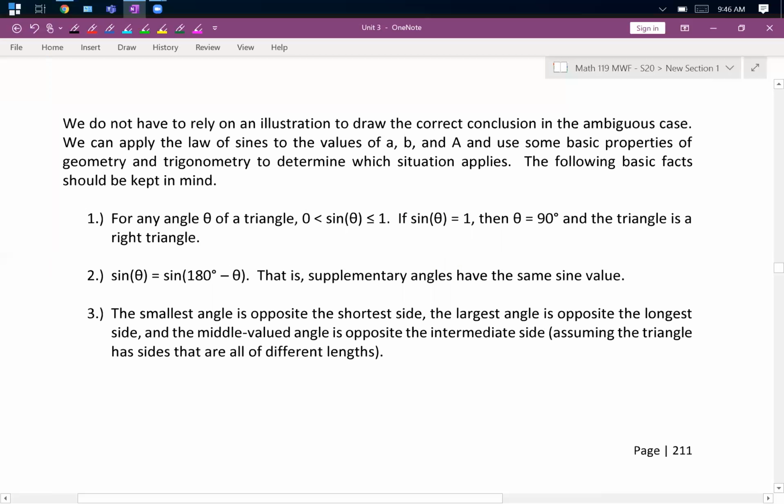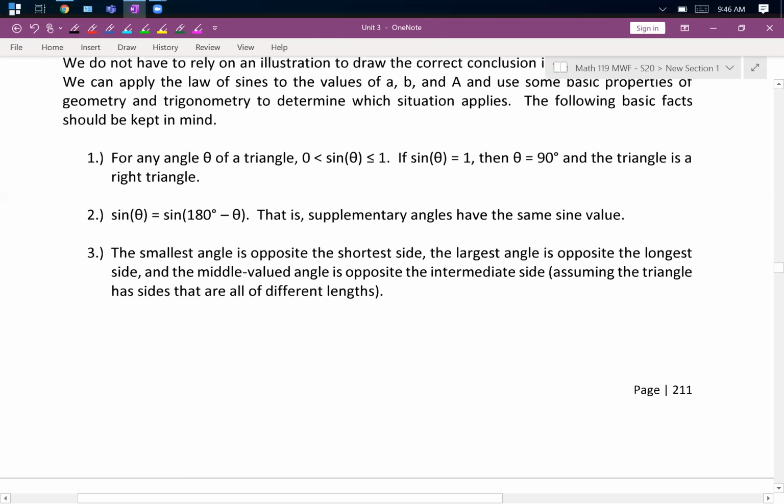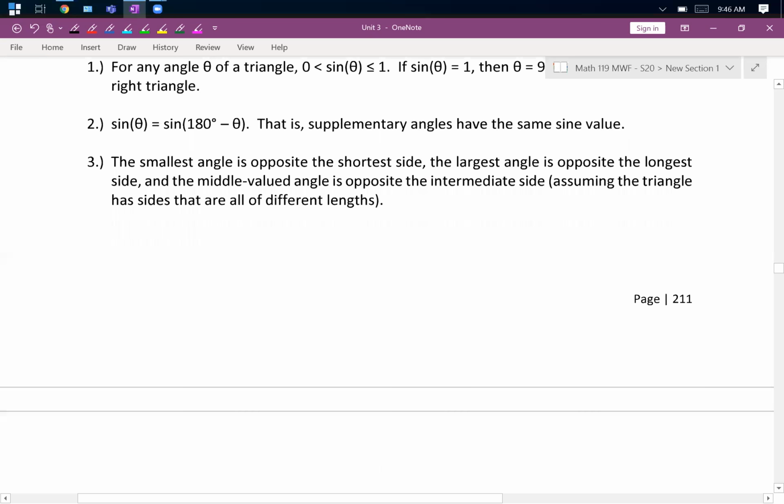For any angle of a triangle, sine of that angle has to be between 0 and 1. If sine equals 1, then theta equals 90 degrees, and the triangle is a right triangle. Recall that sine of theta and sine of the supplement of theta have the same sine value. And lastly, the smallest angle is always opposite the smallest side, and the largest angle across from the largest side.